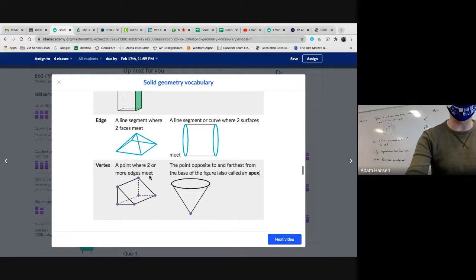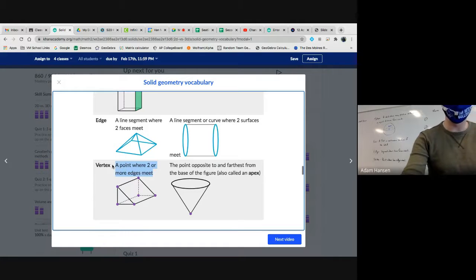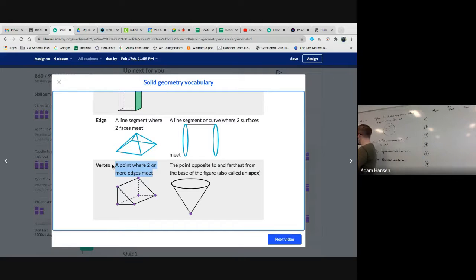A vertex of a three-dimensional solid is the one point where 2 edges meet. Where 2 different line segments or 2 different edges meet, it creates a vertex. How many vertices are there in this bottom pyramid? Look at the shape. How many vertices make up this different solid here? 5. The 4 for the base plus the vertex where all the different triangular faces meet on top.